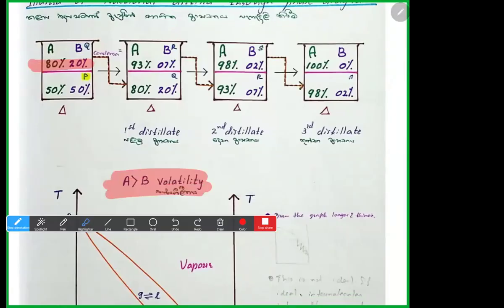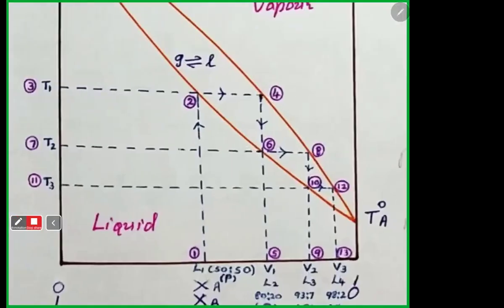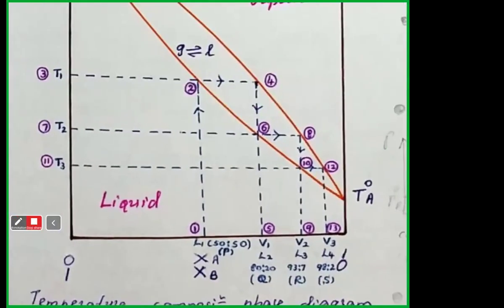Now what do we do? We separate this part and condense it. Now we have the liquid. Now we heat again. Who's going to the vapor phase more? A goes to the vapor phase more. Now A is increasing little by little. We do this continuously until we get pure A separated. This is called fractional distillation. The harder part is to understand this one, but it is not hard.